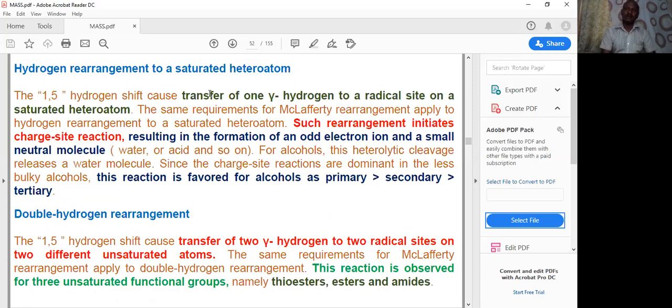In the McLafferty rearrangement, we have seen that. We have seen ketones, right? In ketones, what is happening? The gamma hydrogen is moving to the oxygen atom.